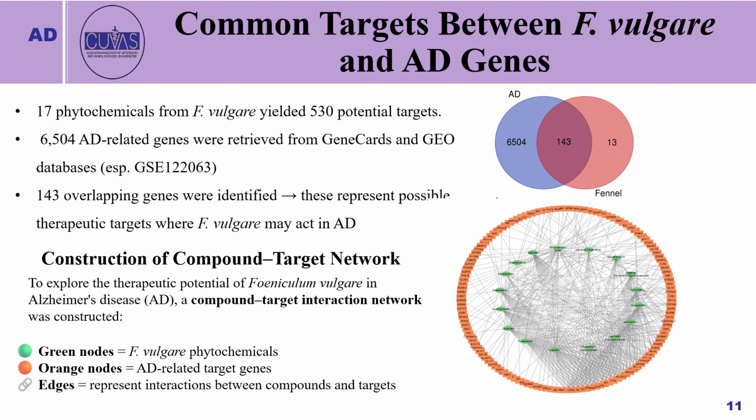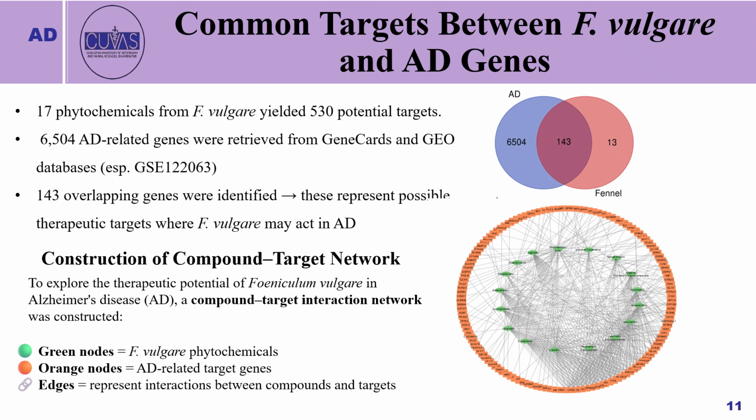Then we found the targets of the genes. 6504 genes were involved in the progression of AD, and we got 17 phytocompounds. Then we found there is a relation between these phytocompounds and the genes of AD, and we found that 143 are common genes. So it shows that there is a relation between the phytocompounds and AD. These are the overlapping genes.